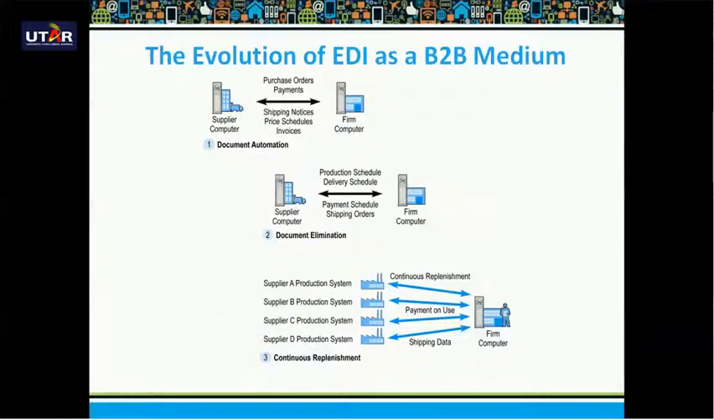So the evolution of EDI as a B2B medium: suppliers' computer, purchase order, payment to the firm's computer, shipping notice, price involved, is a document automated. Second step is document elimination: suppliers' computer production schedule, delivery schedule, and then to the firm's computers, and payment schedule and shipping orders. And number 3 is continuous replenishment: supplier A, supplier B, supplier C, supplier D, production system, continuous replenishment, payment use, shipping data to the firm computer.